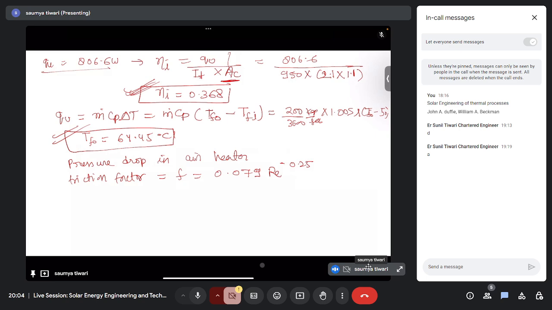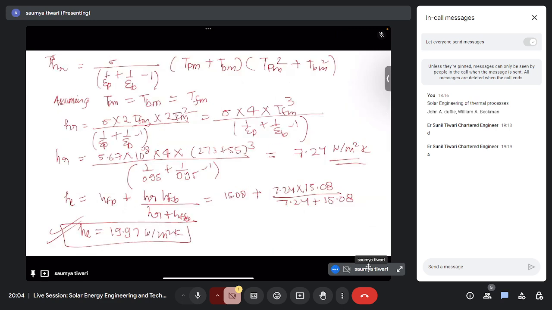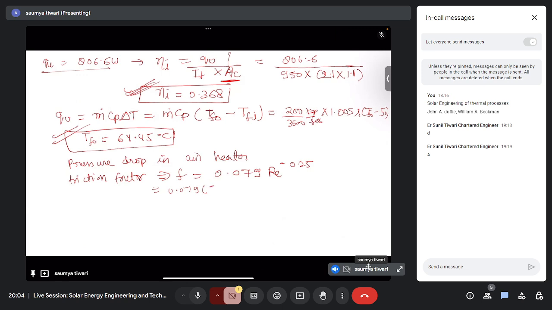Now the friction factor you can calculate. We already know the Reynolds number, so it will be 0.079 times Reynolds number, which was 5515, to the power minus 0.25. This value will be 0.009167, the friction factor. Now we can calculate the pressure drop.